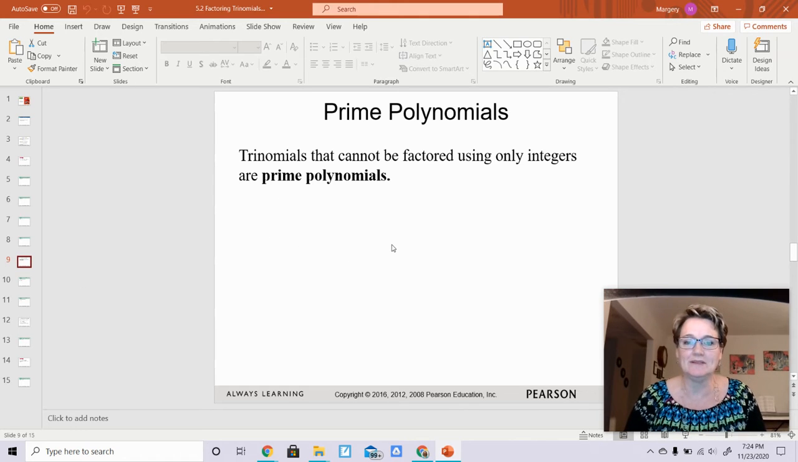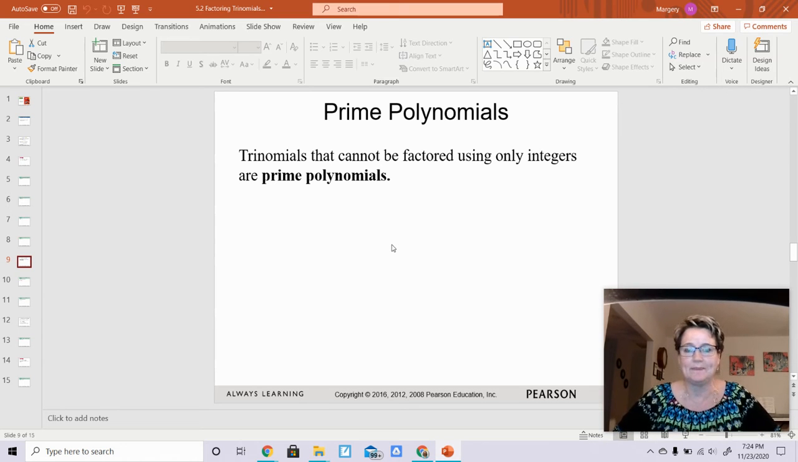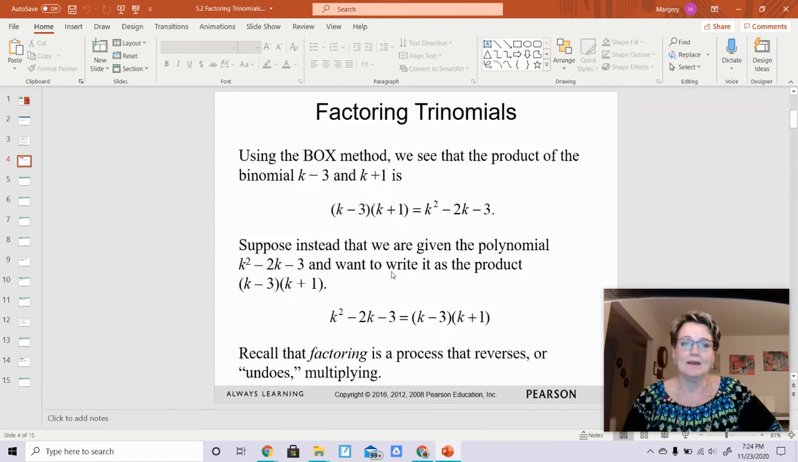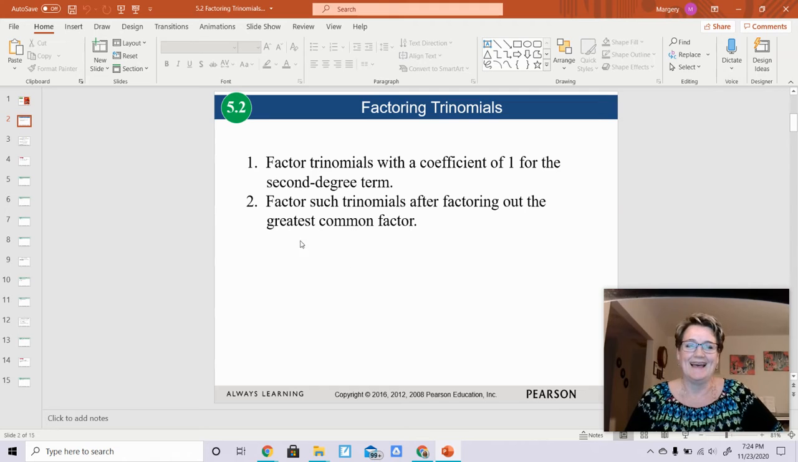Some trinomials are not possible to factor whatsoever. They just don't have numbers that work out, so you would call them prime polynomials. I kind of jumped ahead a little bit. I'm so sorry. 5.2 is about factoring trinomials.